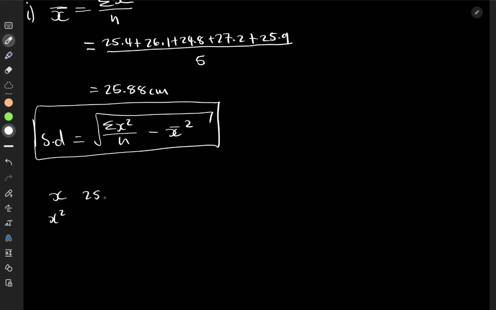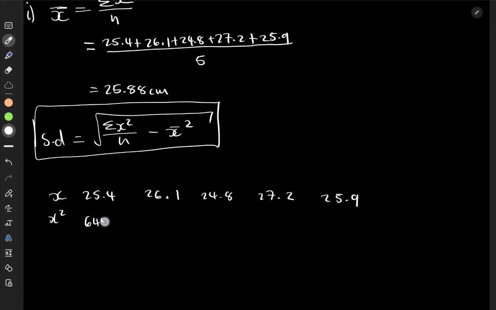Okay, 25.4. The other one is 26.1. The other one is 24.8. The other one is 27.2. Then the other one is 25.9. Now I square all that. So 25.4 squared becomes 645.16.